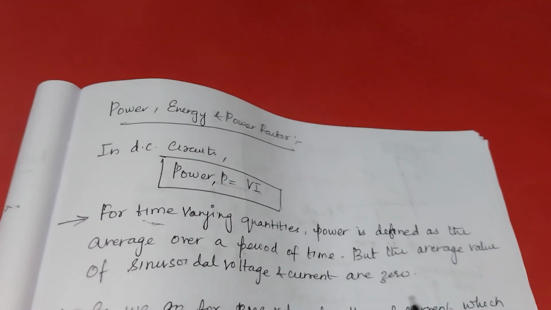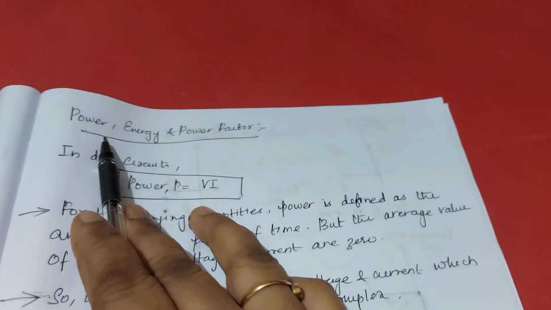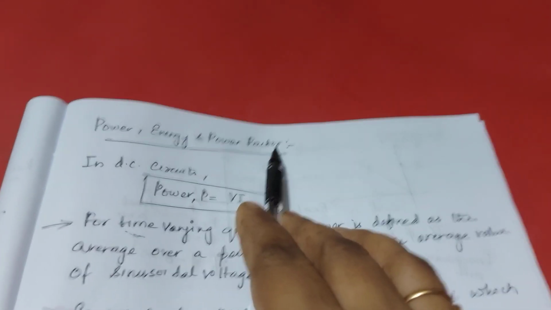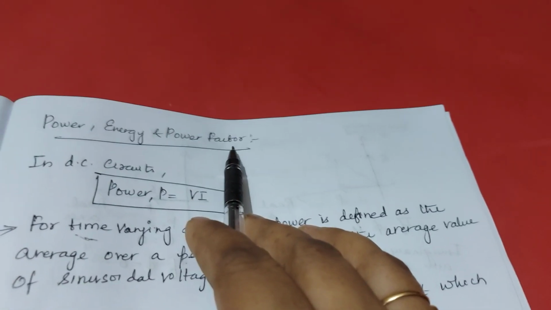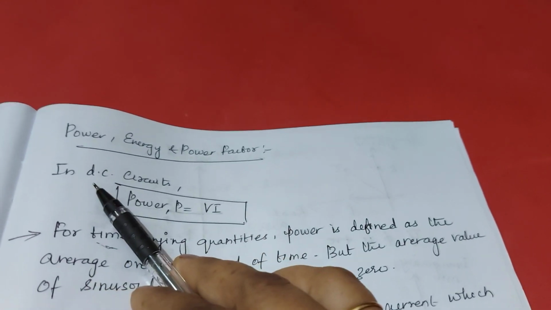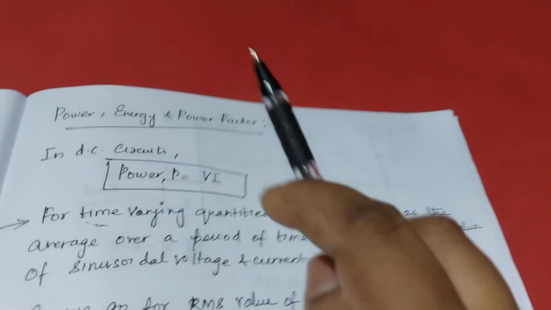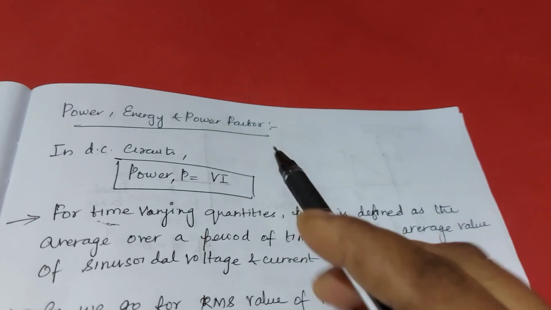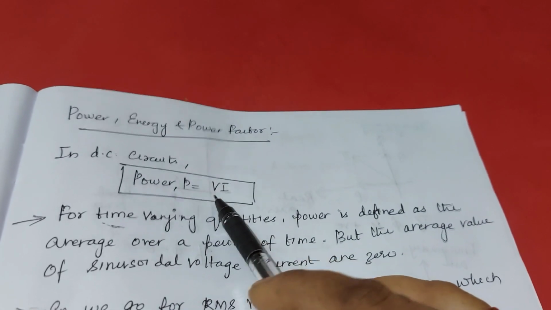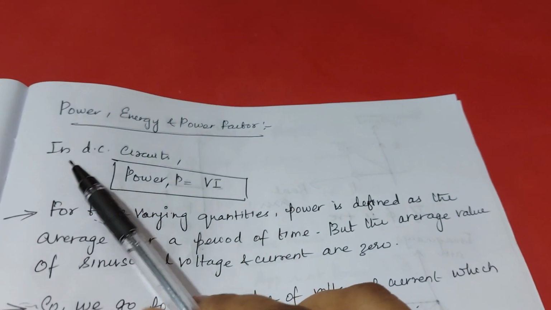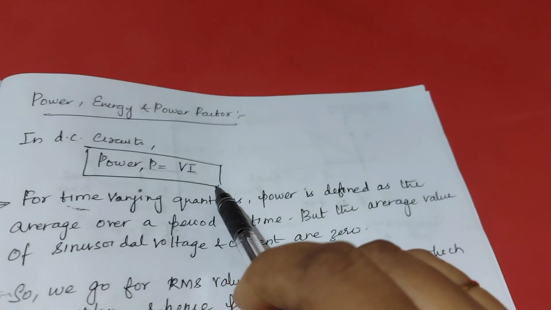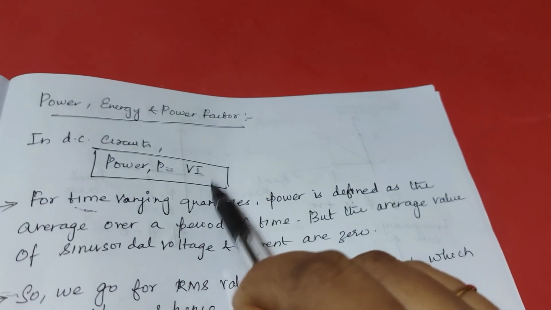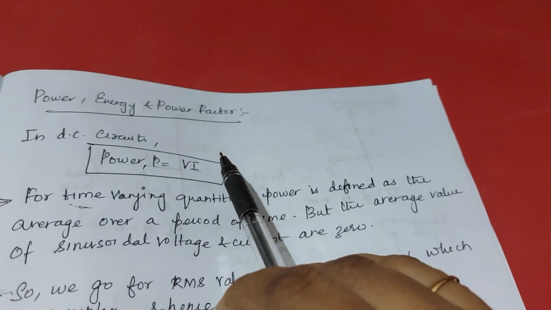Hello students, now we learn what is power, energy, power factor. As you people have learned in your 12th standard, in your schooling, P is just the product of voltage and current. This formula suits well for DC circuits. In DC circuits, power P is equal to V into I. So there is no problem in understanding this.